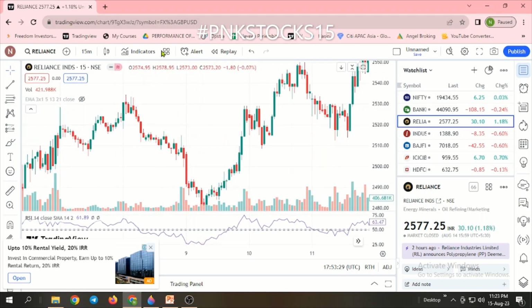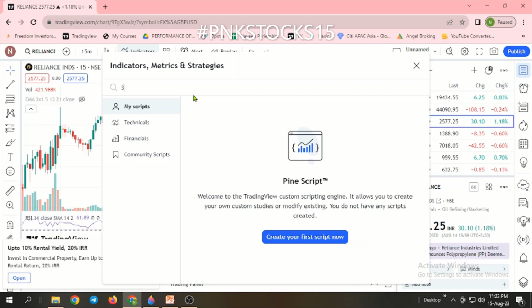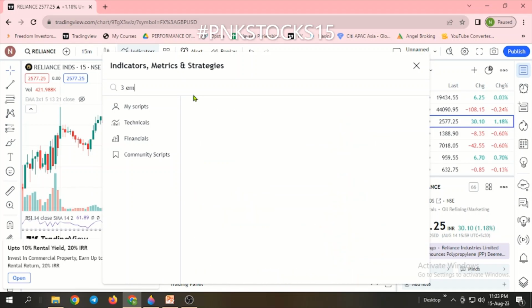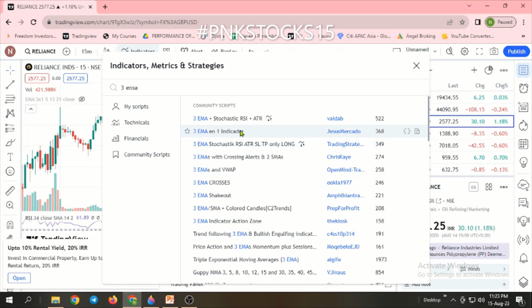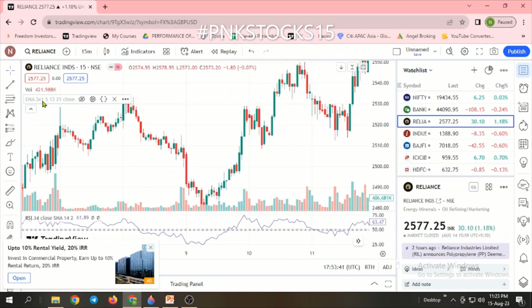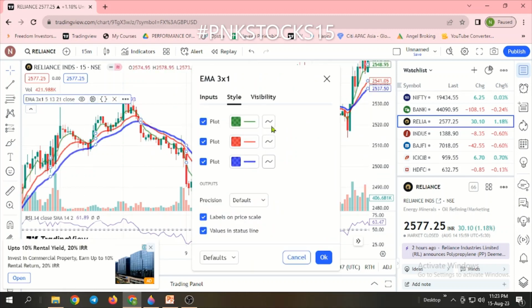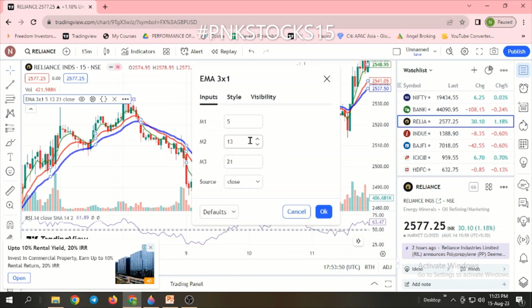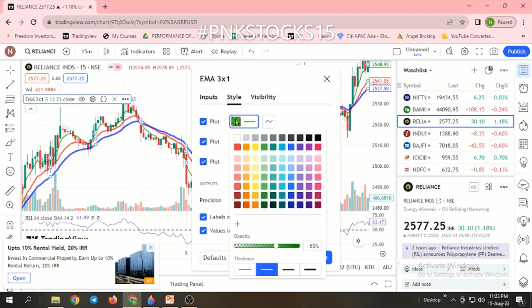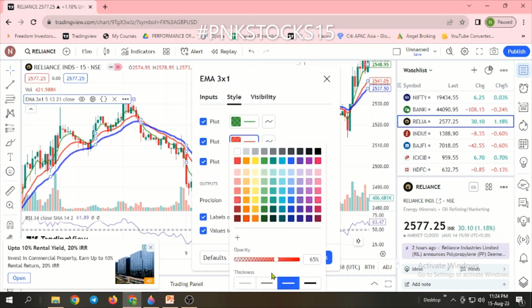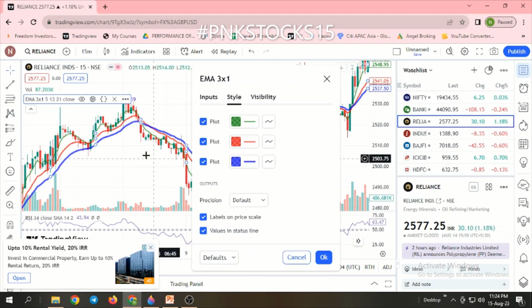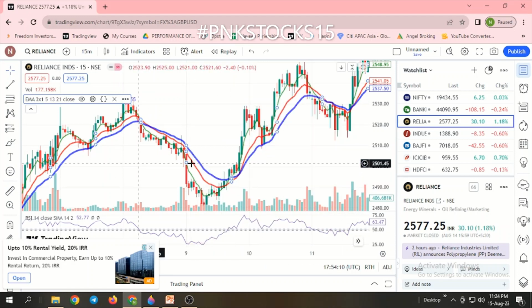To this we'll be adding 3 EMAs in one indicator. Once you select it, you'll get this, with different EMAs in it. Go to the settings. In the input section, put 5, 13, 21. In the style, what I did was, instead of selecting the default for the first one, I made it thick, the next one double thick, and the last one the maximum thickness, so that each EMA appears in a different size, which will attract our eyes.